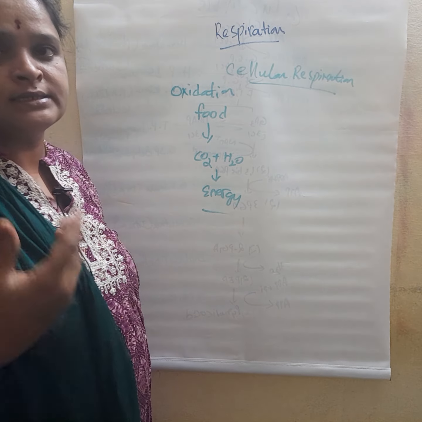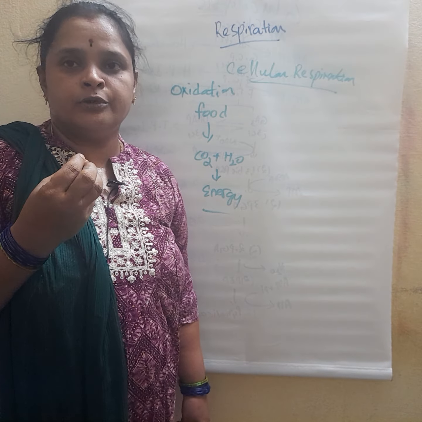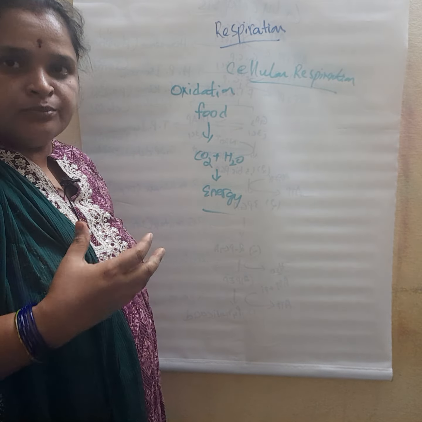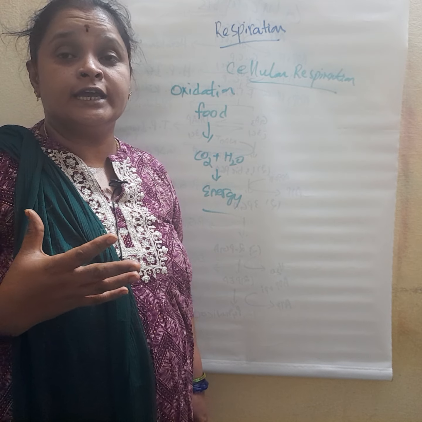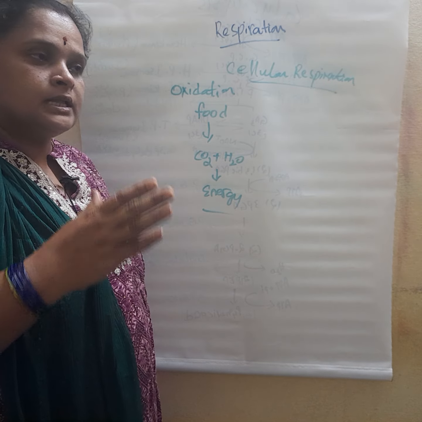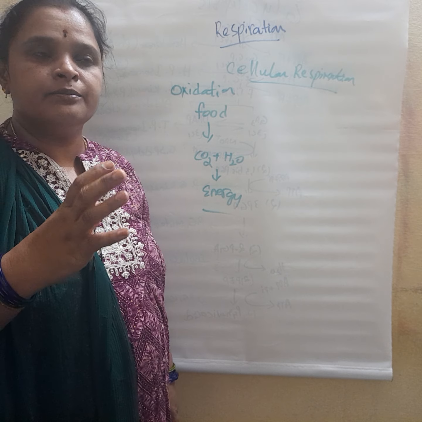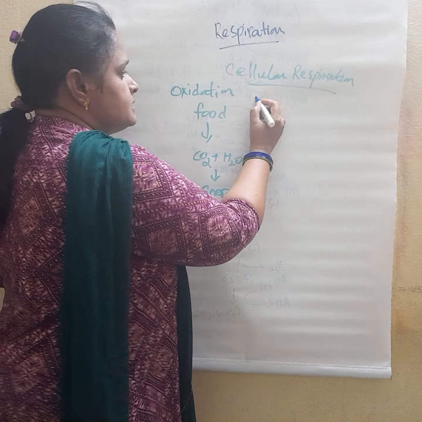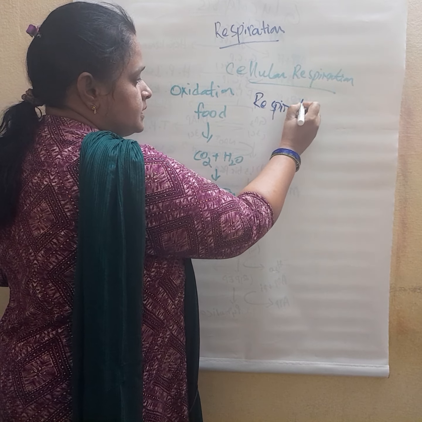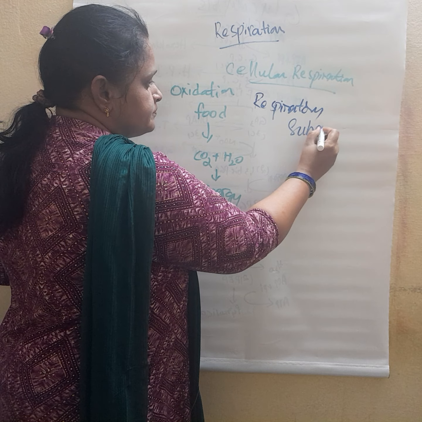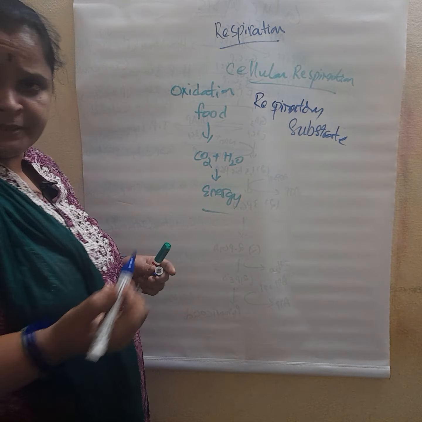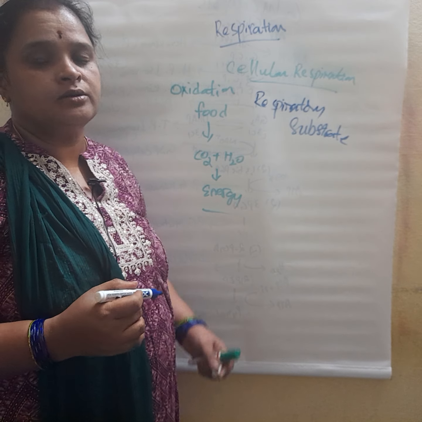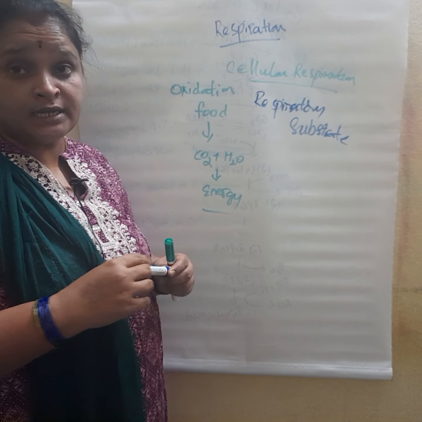So what are the compounds involved in respiration? If you take an example like us, we are eating not only carbohydrate, that means starch grains. We are eating some proteins, some fats, some organic acids, like that. So whatever the compound may be, it undergoes respiration. It is called the respiratory substrate. The respiratory substrate may be a carbohydrate, a protein, a fat or an organic acid.